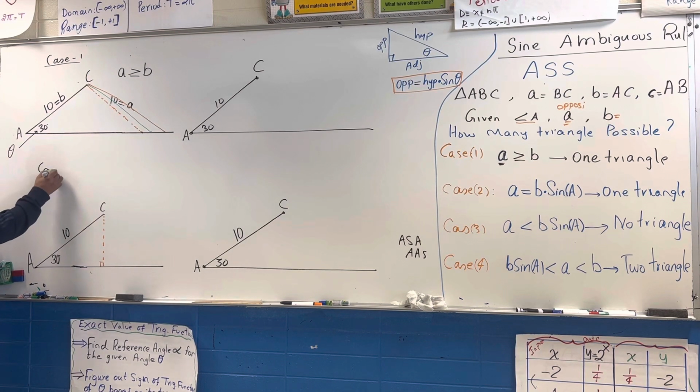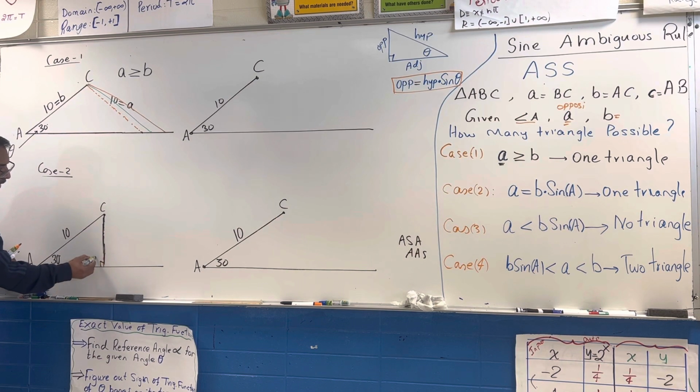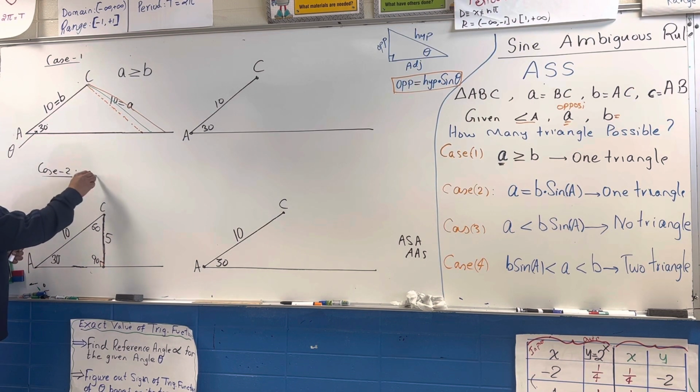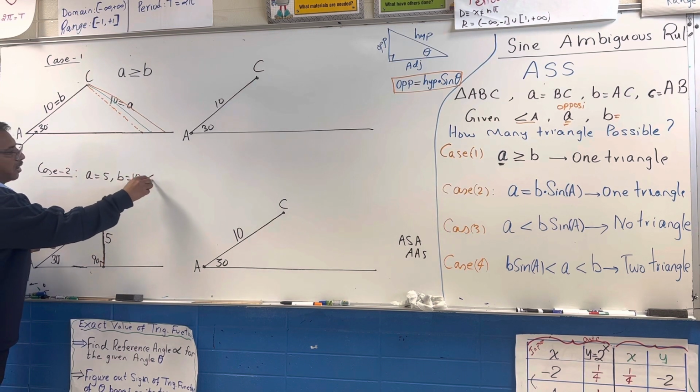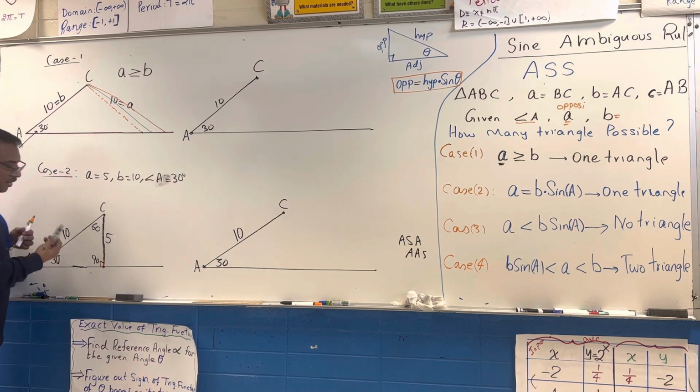So let's take case 2, the second case. In this case I drop a perpendicular, so this will be 90 degrees. We want to know what's going on here. If this is 10, that is 30, this angle is 60, and in a 30-60-90 special triangle, if the hypotenuse is 10, this is 5. So you will be given here a is 5, b is 10, and angle A is 30. In this case, you get one triangle.